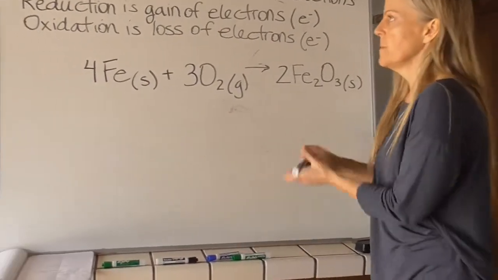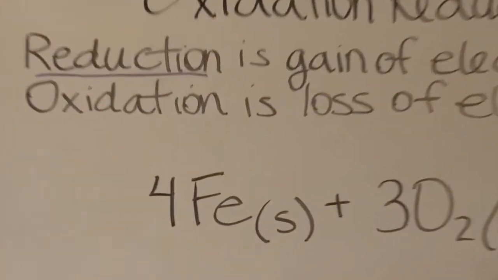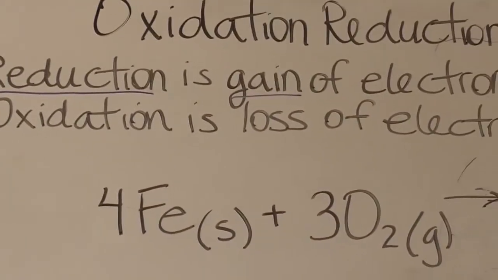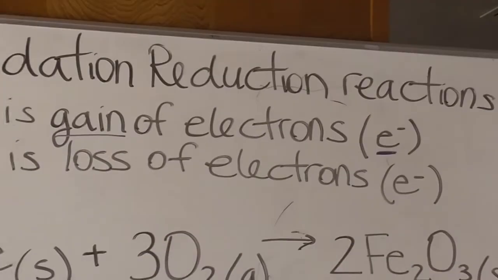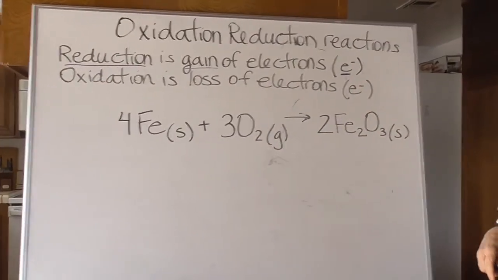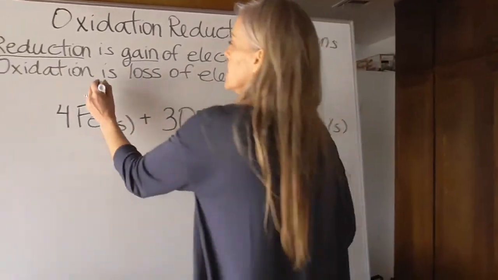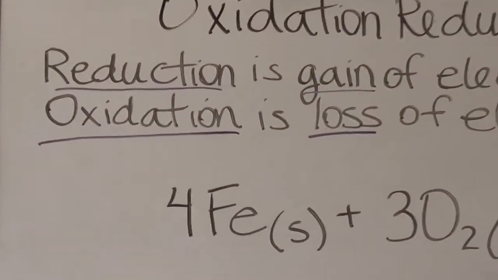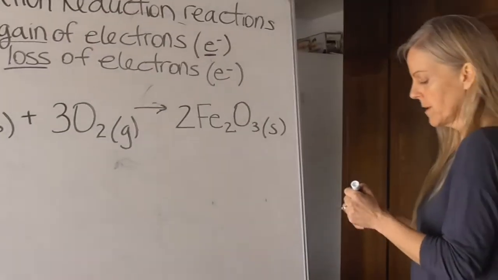So let's remember that when we talk about reduction, reduction is when an atom is gaining electrons. And then we're going to use this little symbol e⁻ because we're going to talk about how many electrons are gained and lost a lot. So we'll just use that symbol. So in reduction, that atom's going to gain electrons, and think about it's gaining something negative. And then oxidation is when an atom is losing electrons, but it's losing something negative. So it's going to get more positive.